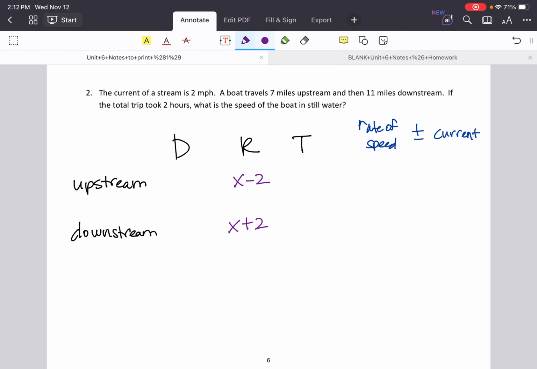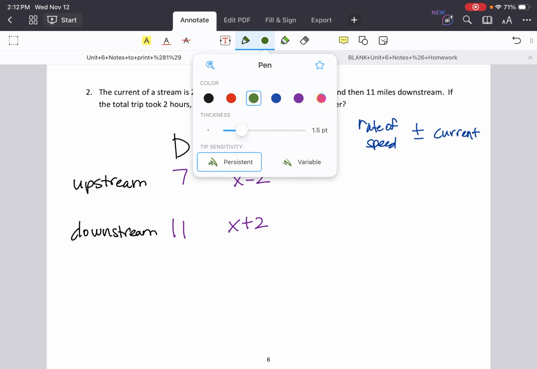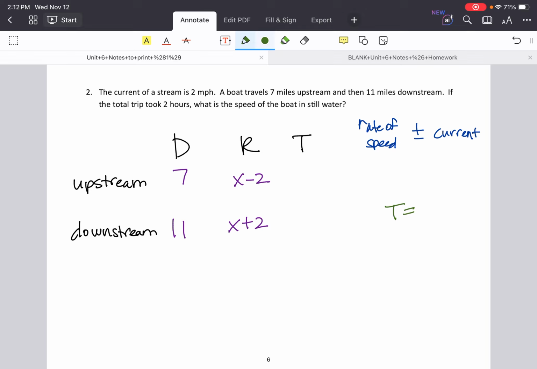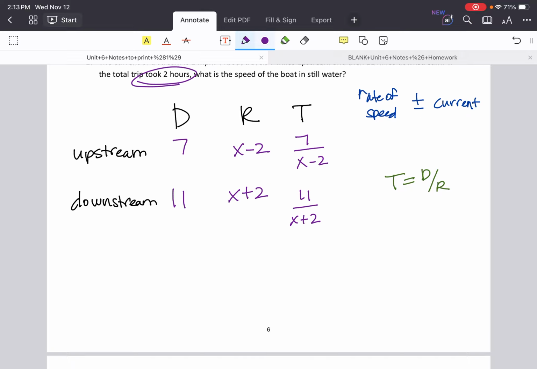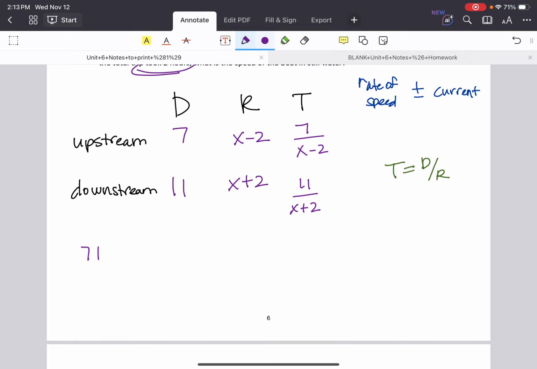The boat goes 7 miles upstream and 11 miles downstream. When we do this equation, we are going to use the equation that t is equal to distance divided by rate. So then we would take our distance of 7, divide it by x minus 2, our distance of 11, divide it by x plus 2. The question then says that the total trip took 2 hours. So when I add the amount of time that it took to go upstream to the time it took to go downstream, it's going to be equal to 2.